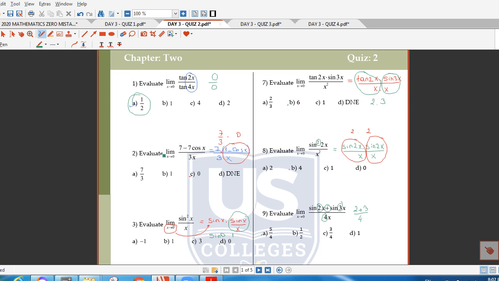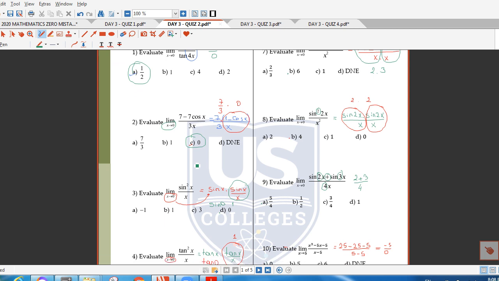Question 2. Limit as x approaches 0 of (7 minus 7 cosine x) over 3x. 7 can be taken as a common factor: 7 times (1 minus cosine x) over 3 times x. There is a rule: 1 minus cosine x over x, as x approaches 0, is 0. So 0 times the coefficient 7 over 3 is going to be 0.